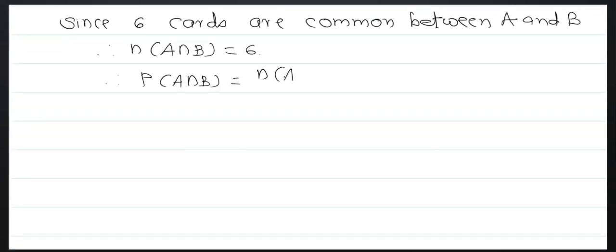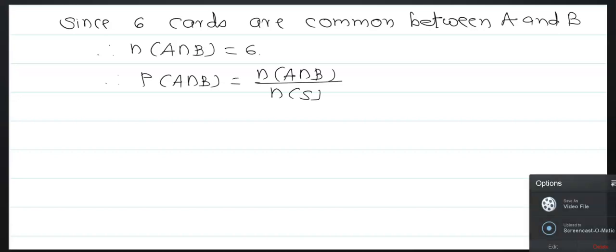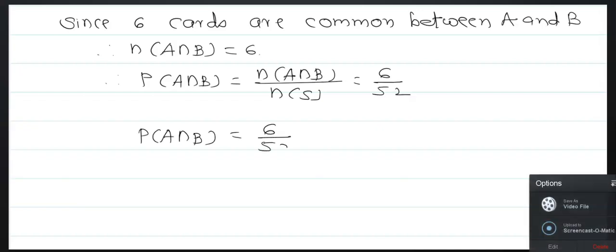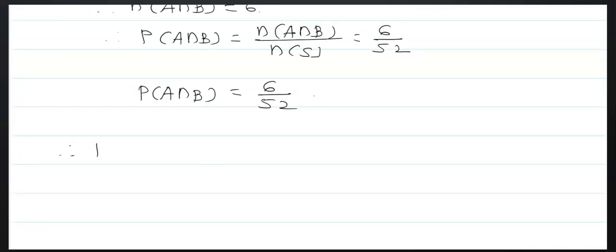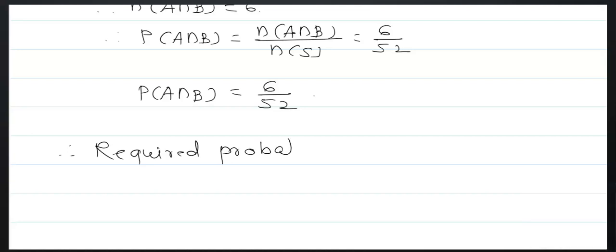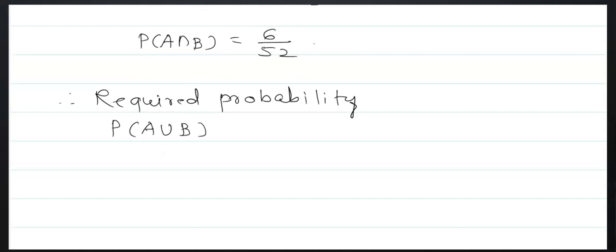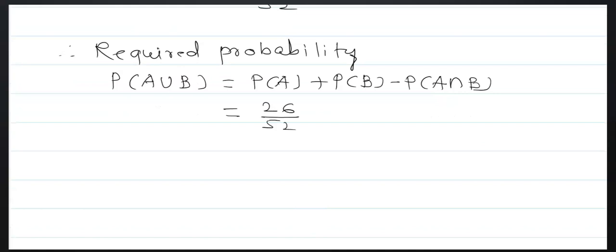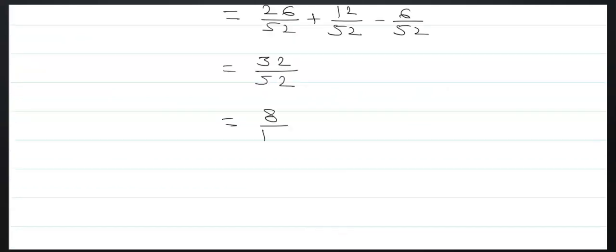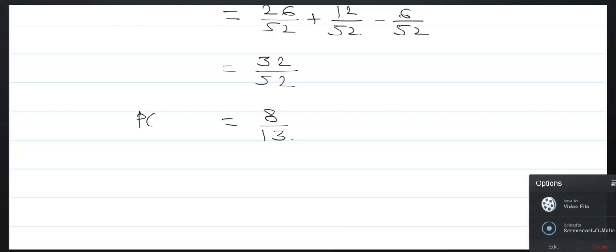Since 6 cards are common between A and B, therefore N of A intersection B is equal to 6. Therefore P of A intersection B is equal to N of A intersection B upon N of S, that is equal to 6 upon 52. Therefore the required probability P of A union B is equal to P of A plus P of B minus P of A intersection B, that is 26 upon 52 plus 12 upon 52 minus 6 upon 52, and overall it is 32 upon 52, which is P of A union B is equal to 8 upon 13.